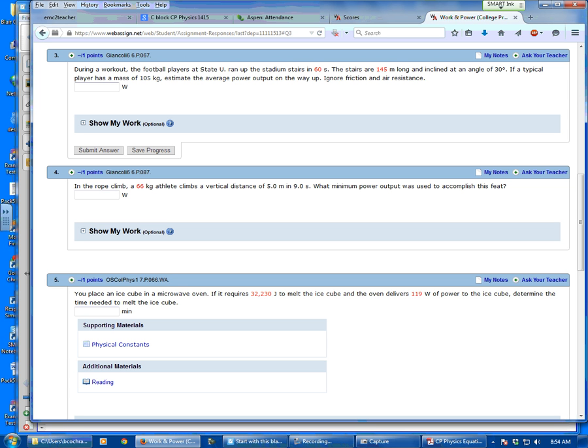They don't tell you the height of the stairs here, but they do tell you how long they are. So that's kind of the hypotenuse of a right triangle, and they tell you the angle in it. So they're saying, hey, here are a couple pieces of information so you can find how high the stairs are.